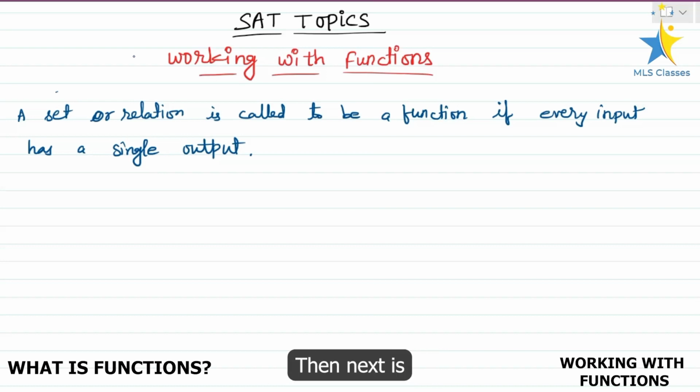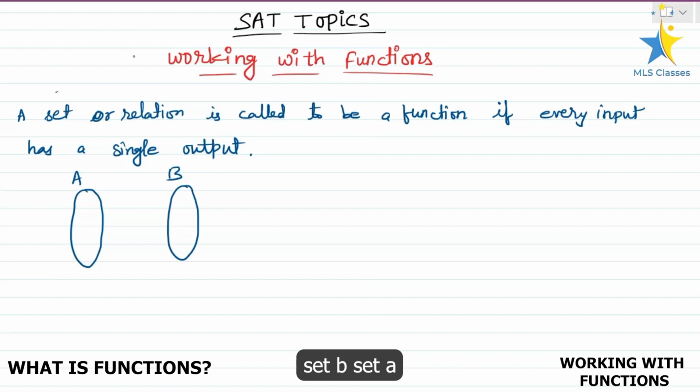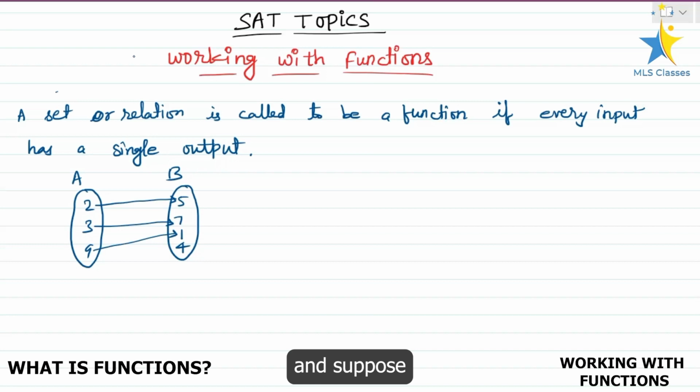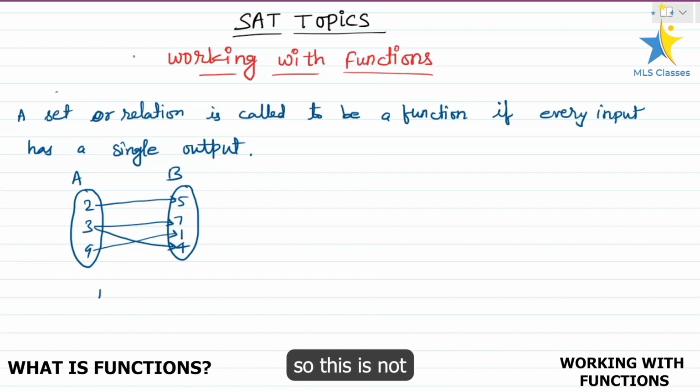Next, for example, if we take this mapping diagram, suppose this is set A, this is set B. Set A contains 2, 3, 9, set B contains 5, 7, 1, 4. So 2 is mapped to 5, 3 is mapped to 7, 9 is mapped to 1, and suppose 3 is again mapped to 4. So you can see for the same input we are having two different outputs. So this is not a function.